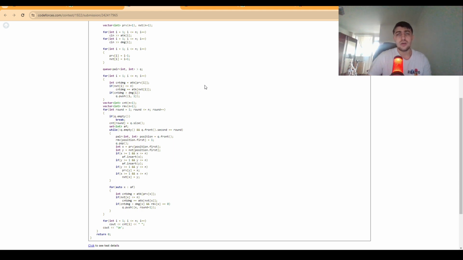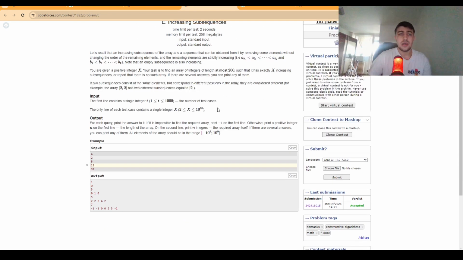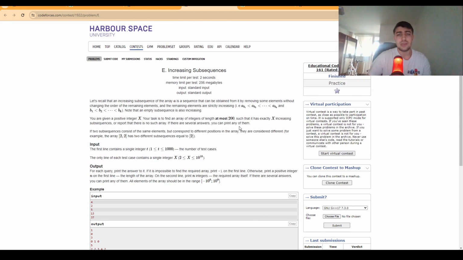Now, the fifth problem from the contest, and I would say this was a problem that was easier than its actual position, was problem E. In problem E, we were given an integer x, and we wanted to find an array of length at most 200 such that it has exactly x increasing subsequences.